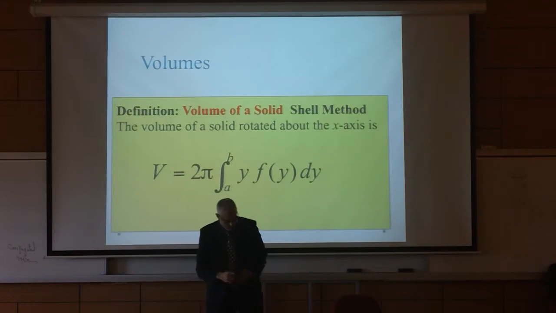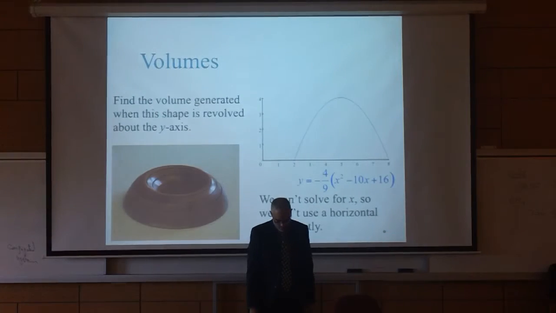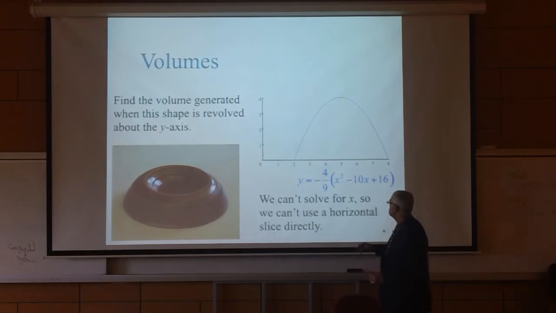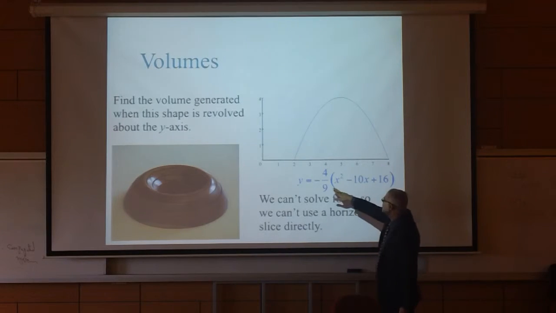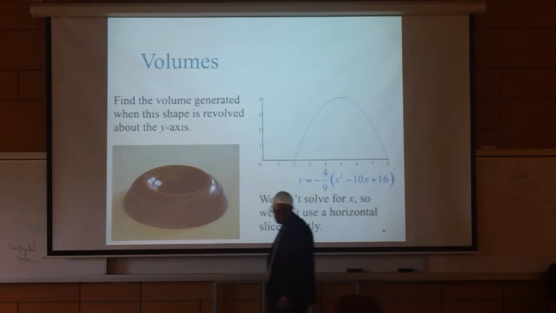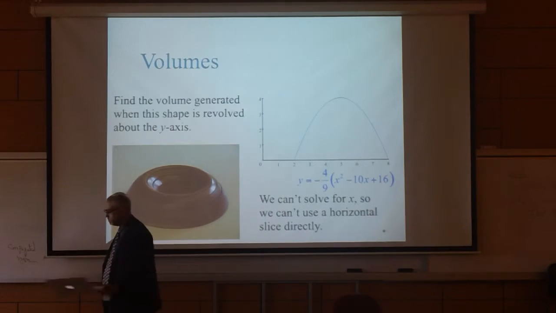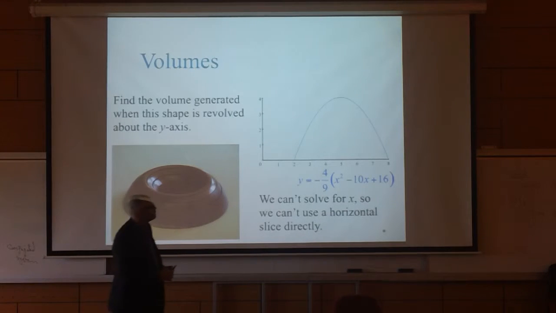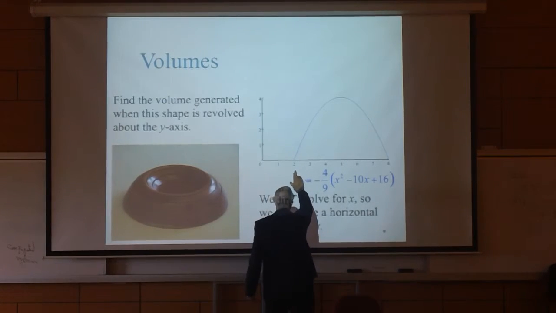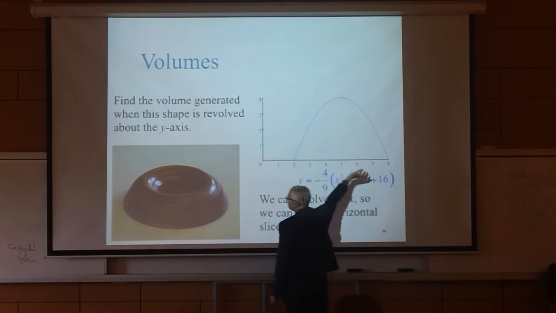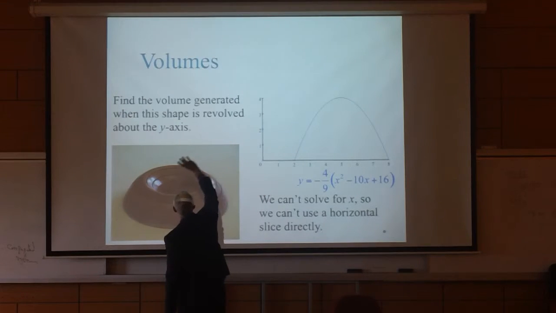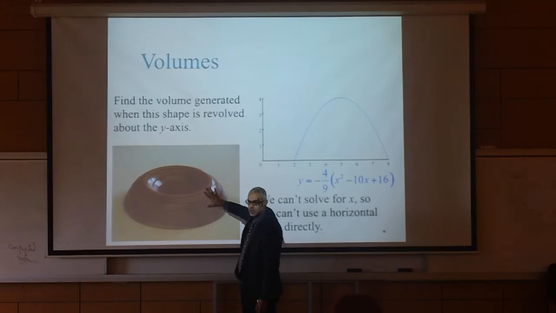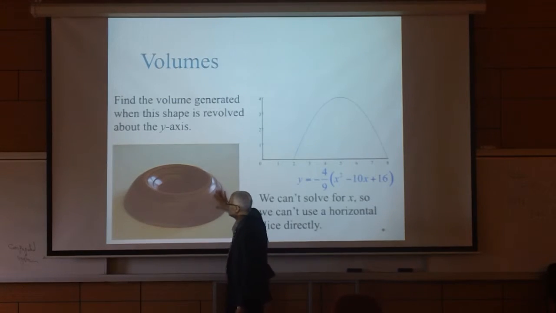Shell method. Okay. I would like to find the volume generated when that shape is revolved around the y-axis. I have the shape that looks like y is equal to minus 4 over 9 x squared minus 10x plus 16, which is this parabola, which intersects the x-axis at the point 2 and at the point 8, and I'm revolving it around the y-axis. The result is actually something that looks like this.